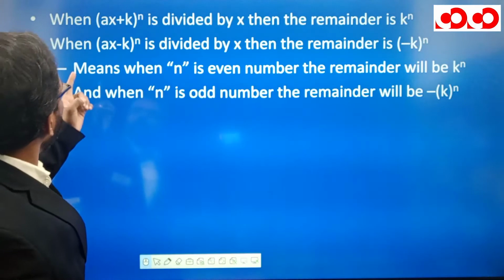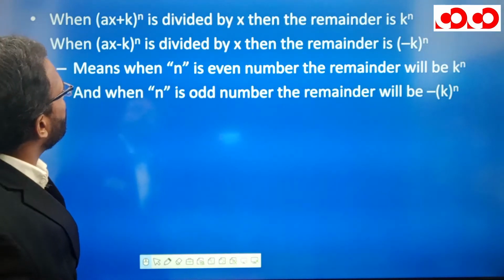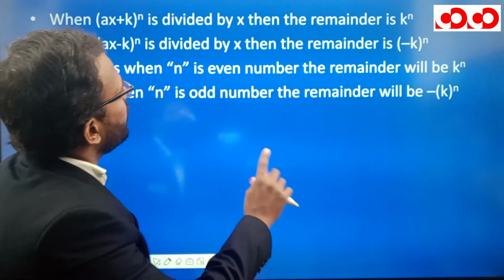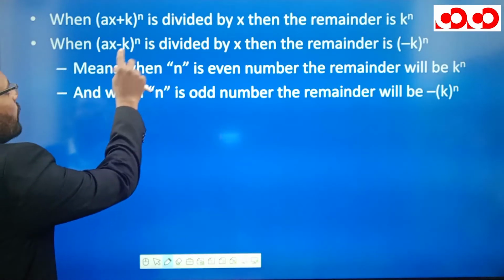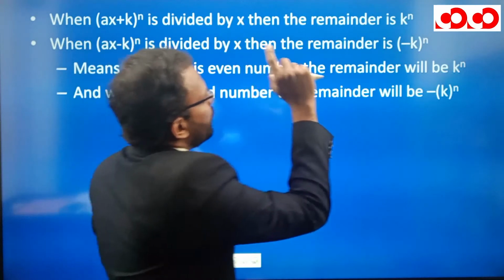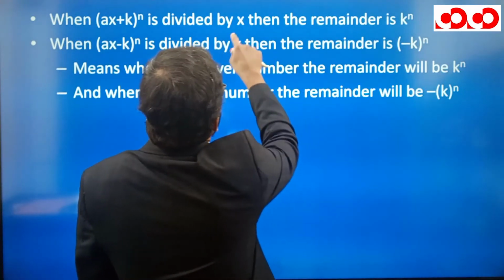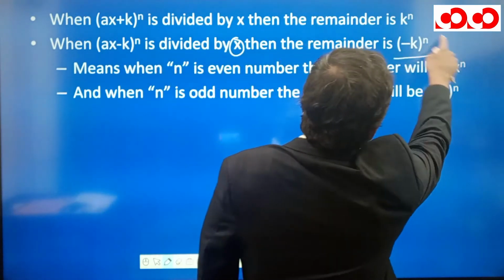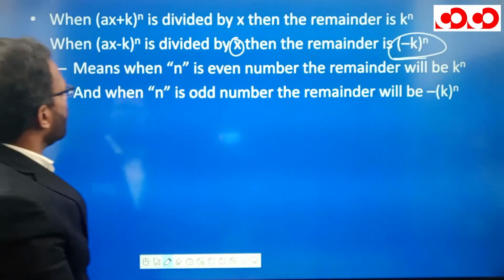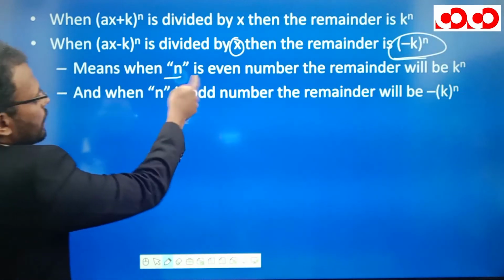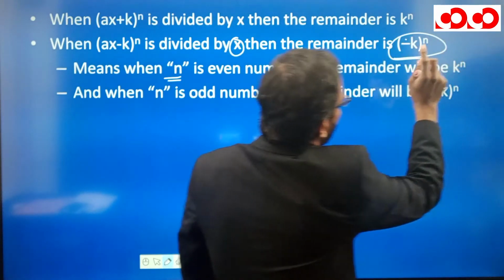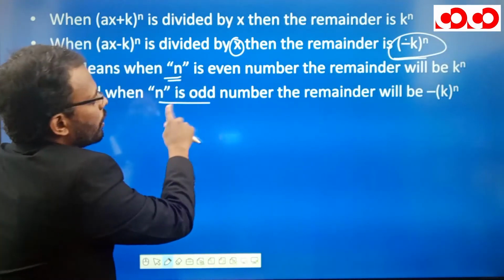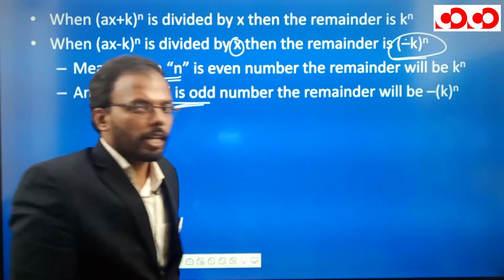So the property is that, see, you can read it. If (ax + k) to the power n is divided by x, the remainder is k to the power n. And when (ax − k) to the power n is divided by x, then the remainder is minus of k to the power n. However, when n is even, we will not get this minus sign, so it will be plus. And when n is odd, we will get that minus sign over here.